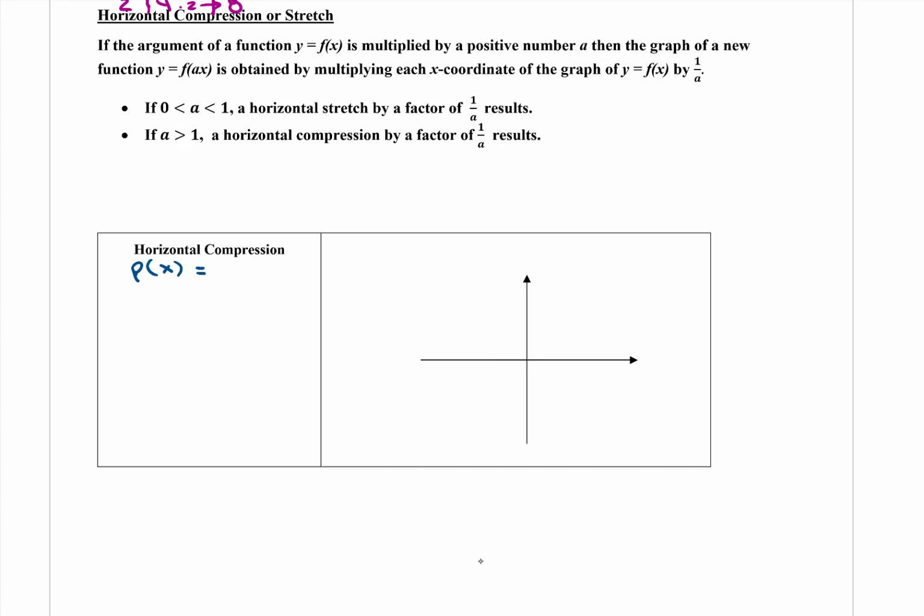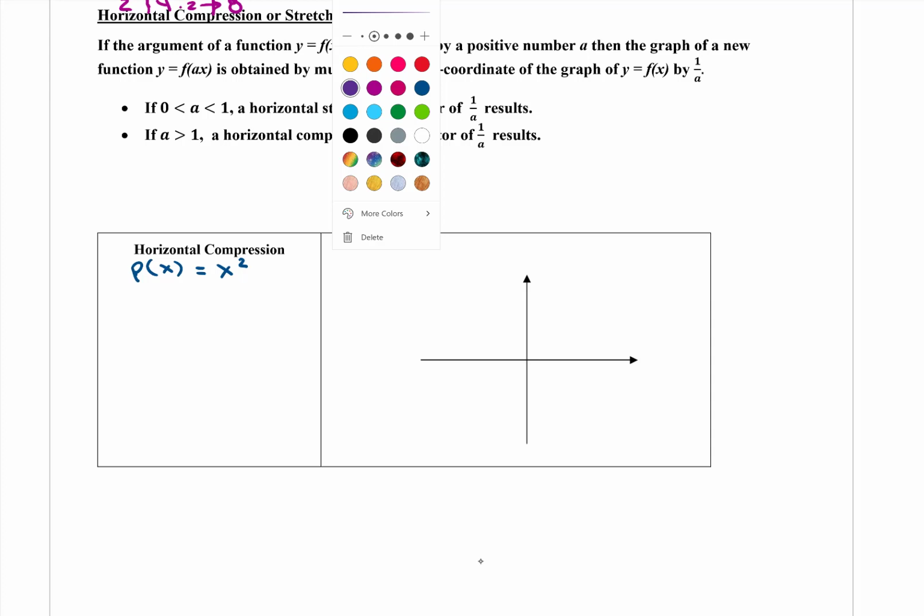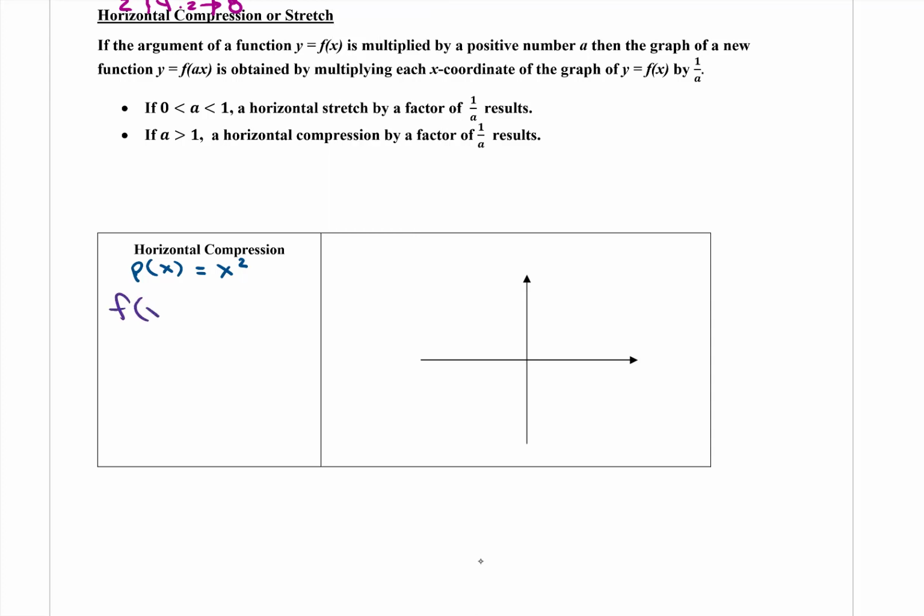All right, horizontal compression or stretch. If the argument of a function y equal to f of x is multiplied by a positive number a, then the graph of the new function y equal to f of ax is obtained by multiplying each x coordinate of the graph of y equal to f of x by 1 over a. So let's say our p of x is equal to x squared, and f of x is equal to 2x, and that whole thing is going to get squared.